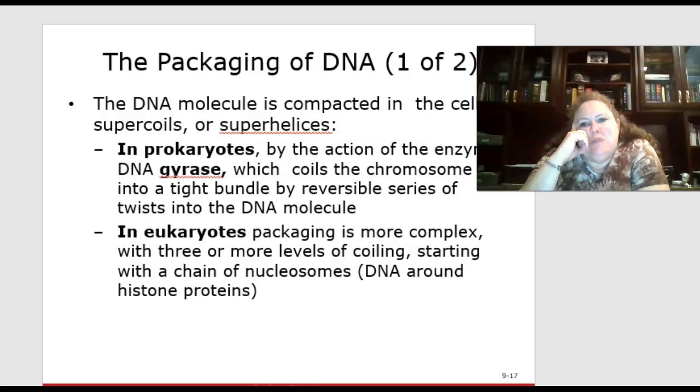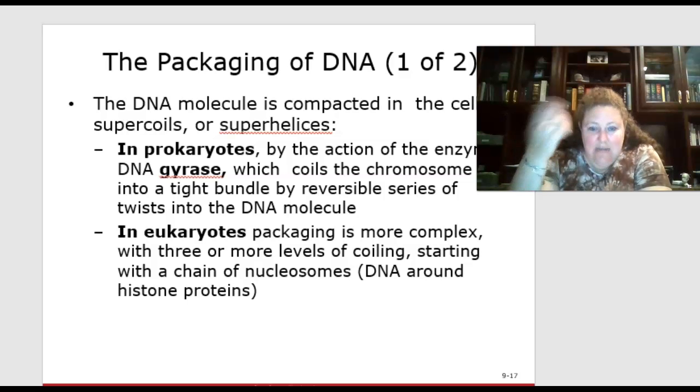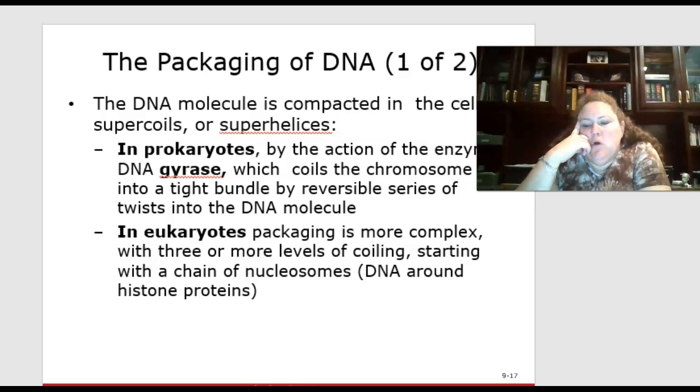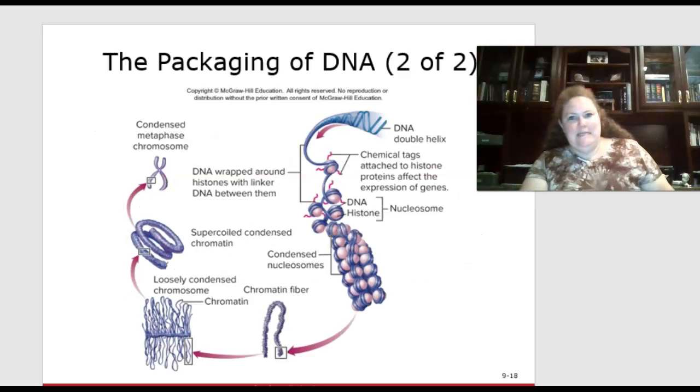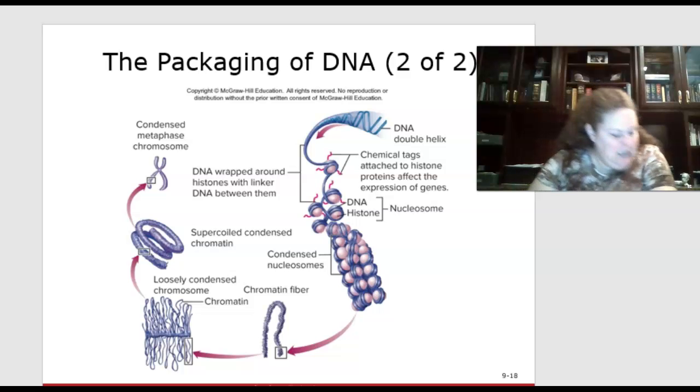So in prokaryotes, by the action of the enzyme DNA gyrase, this coils the chromosome into a tight bundle by a reversible series of twists in the DNA molecule. Where in eukaryotes, the packaging is more complex because they're more complicated cells. And with 3 or more levels of coiling, we have starting with a chain of the nucleosomes, and these DNA strands are wrapped around histone proteins. So you can see here that this is the packaging of DNA, and this is figure 9.4 in your book.